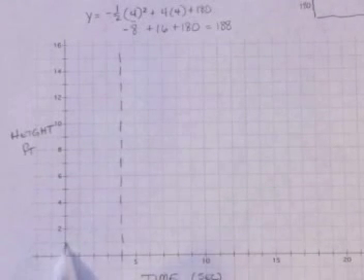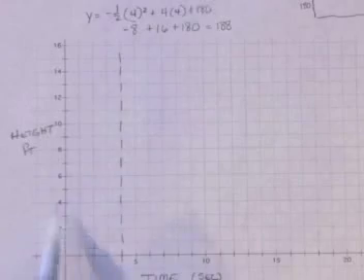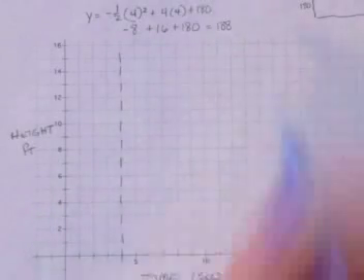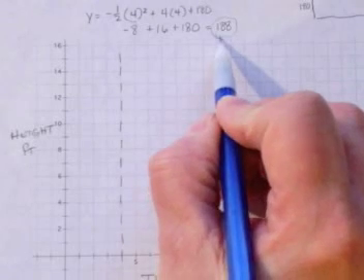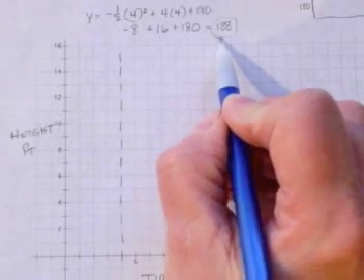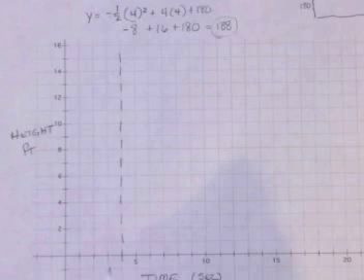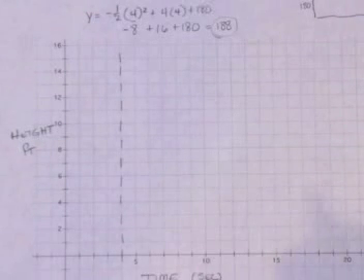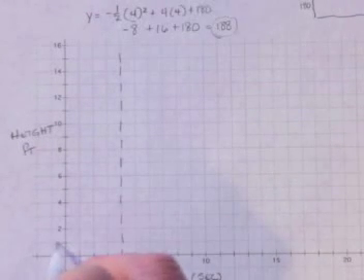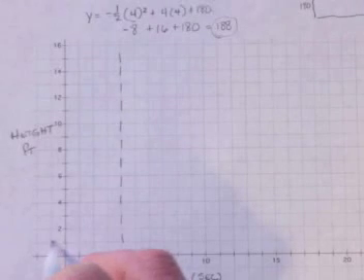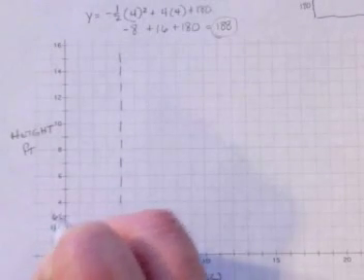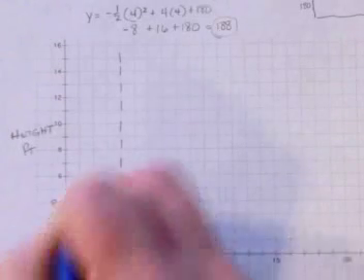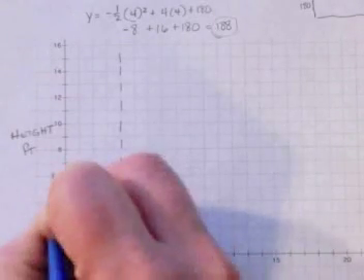But I also notice that my scale right here won't work. I have 1, 2, 3, 4, and so forth. And I need to graph something that goes up to 188. And that's about 200. So I'm wondering what would happen if I made each one of these marks 20. So this would be 20, 40, 60, 80, and so forth.